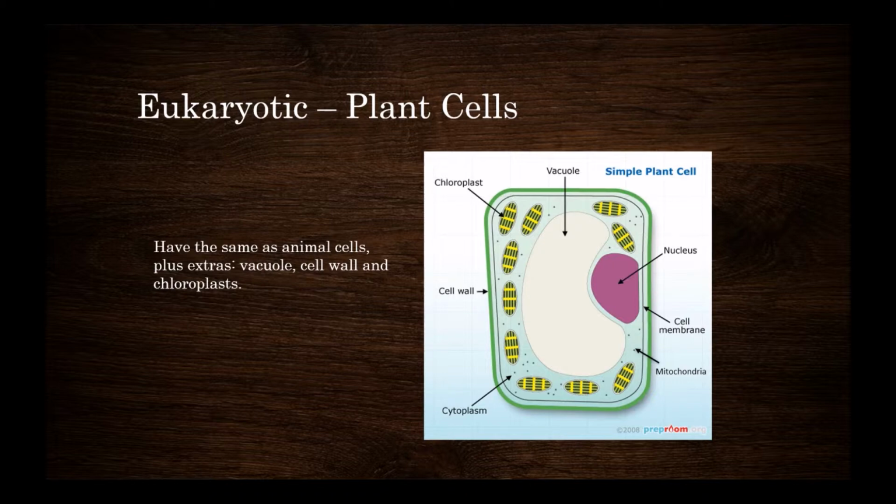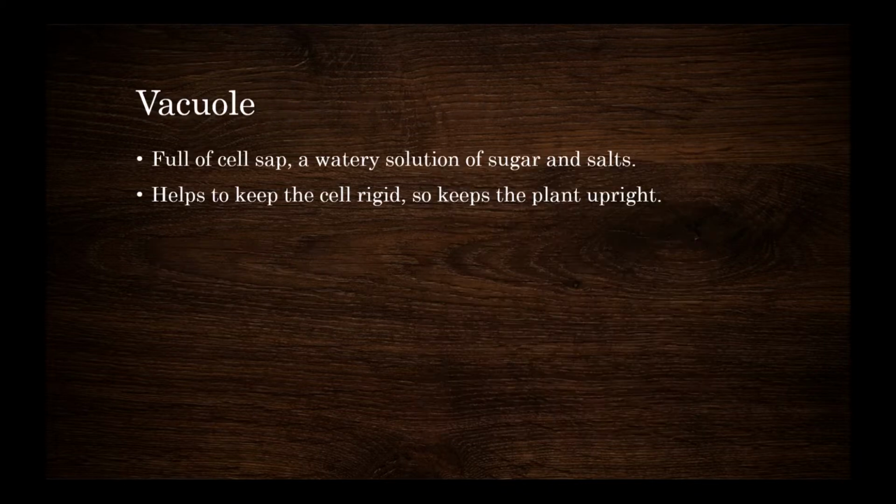So eukaryotic cells also include plant cells, which have the same features as animal cells, but they also have a vacuole, a cell wall, and chloroplasts. So the vacuole is full of cell sap, which is a watery solution of sugar and salts, and it helps to keep the cell rigid, which helps to keep the plant upright.